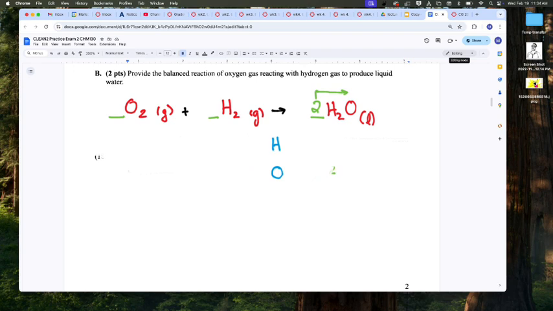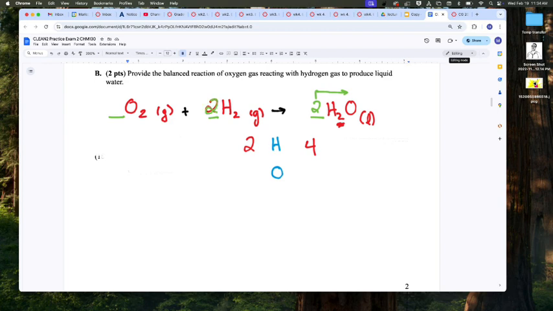Forget writing over text. How many hydrogens on the left? Hydrogen atoms on the left. 2. Hydrogen atoms on the right. There's now 4. I have the 2 in a water molecule, but I have 2 water molecules. Those are now going to multiply. I get 4 hydrogens on the right. Okay? So now my hydrogens are not balanced. What do I need to do? I put a 2 over here.